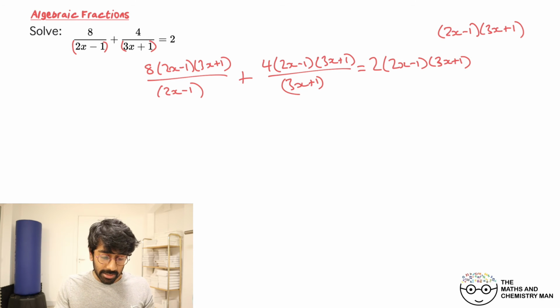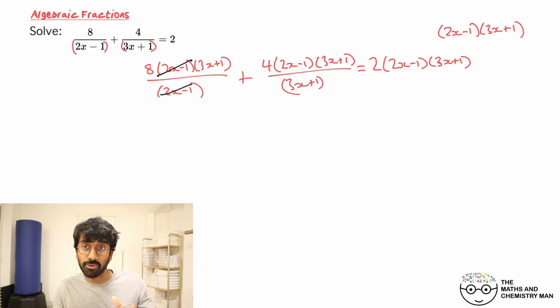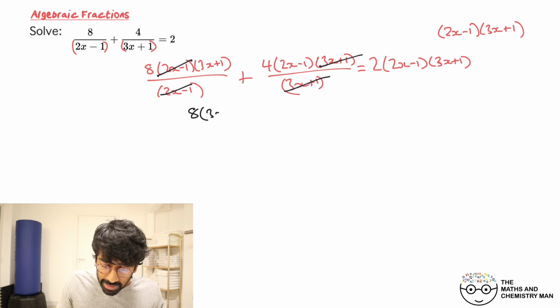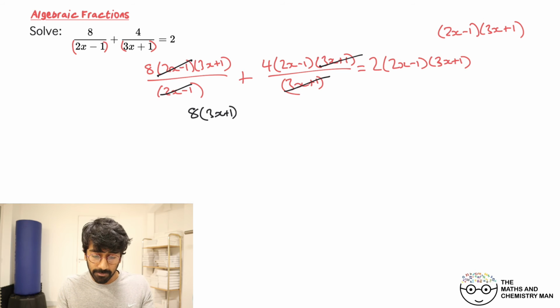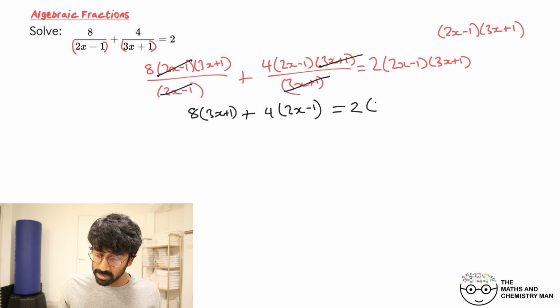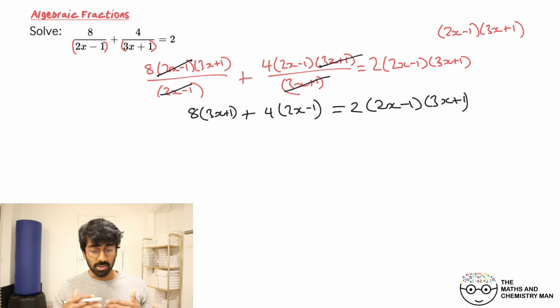Well, we can actually do some cancelling, because can you see here we've got 2x minus 1 on the bottom, 2x minus 1 on the top. So let's cancel these out. So cancel that, cancel that. Looking at the next fraction along, can you see you've got 3x plus 1, 3x plus 1. So we can scratch that out as well. Let's clean this up a bit. What have we got? Well, we've got 8 and then 3x plus 1 on the top, there. Nothing on the bottom, we just got 1 on the bottom, so we don't need to put it in. Plus, moving to the second fraction there, we've got just 4 and then 2x minus 1, like that. And then on the right hand side there, what have we got? We've just got 2 and then 2x minus 1 and then 3x plus 1. Okay, there we go. So now there's no fractions.